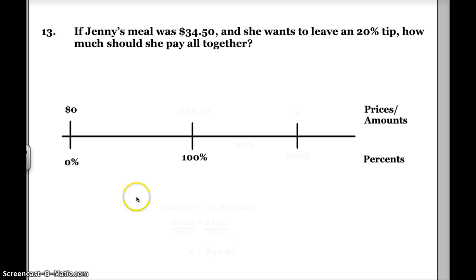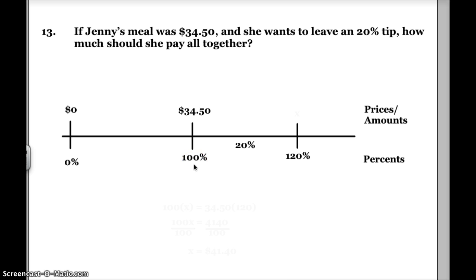Now, just like before, my double number line has percents on the bottom, and I go from 0% to 100%. Since it's a percent increase problem, I want to go past 100%, because I have to pay more than my actual bill. Since this is the actual price of the bill, $34.50, I'm going to put that as my regular or original amount. Now, I'm leaving a 20% tip, so I'm going to put the 20% right there. And what's 20% more than 100%? It's going to be 120%.